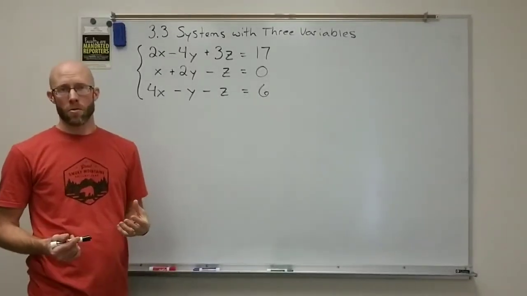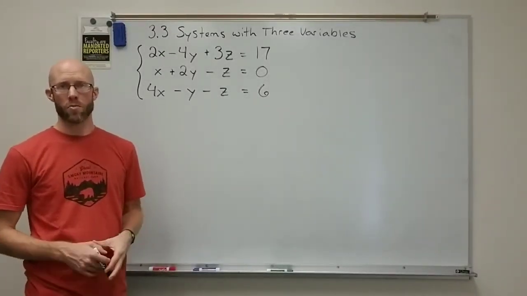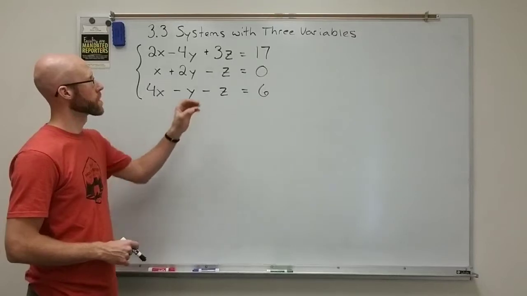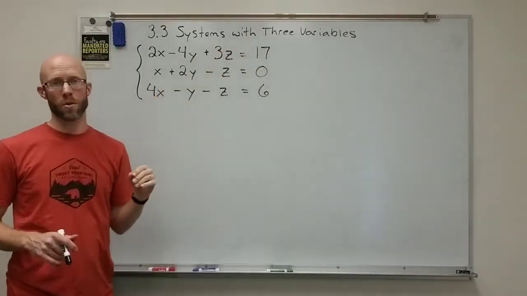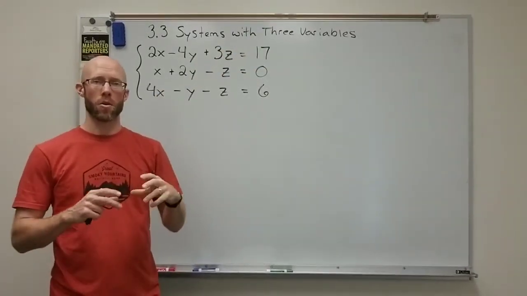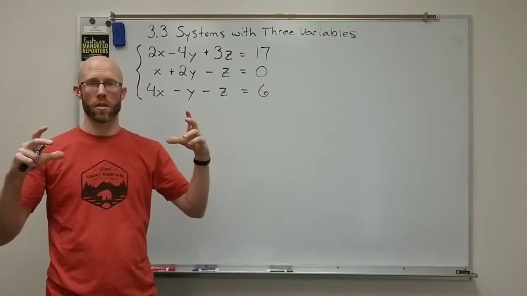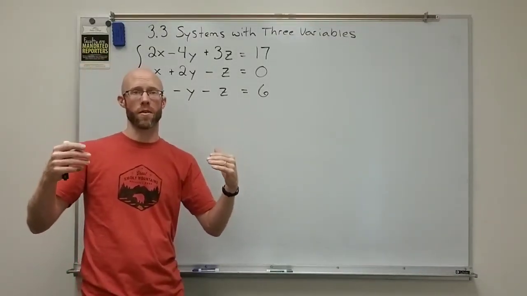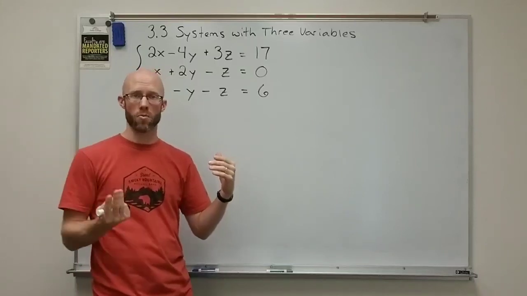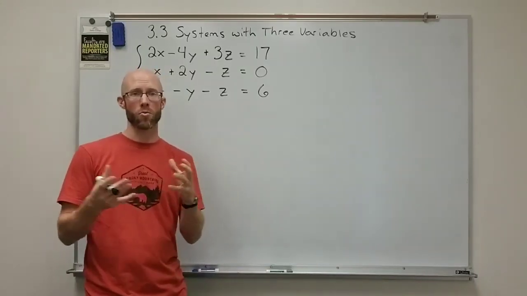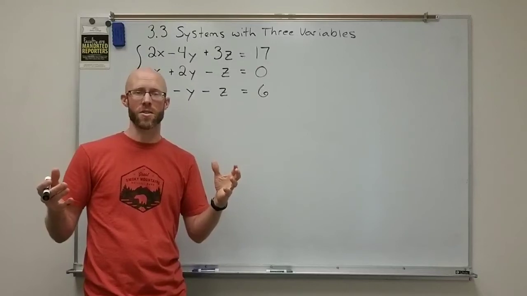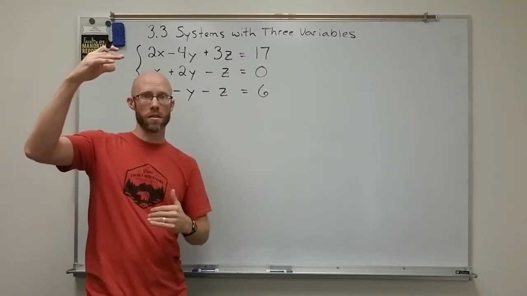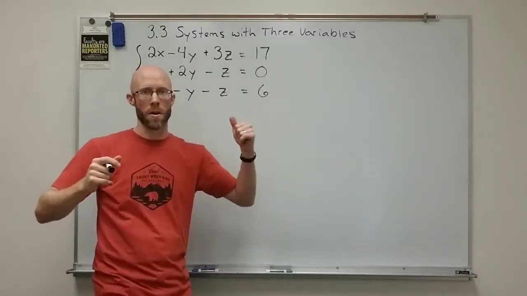So to finish up chapter 3, this last section, 3.3, deals with systems with 3 variables. So what we're going to find is that we're going to extend our conversation about systems of equations to larger systems. You're going to have 3 equations with 3 variables, and in fact, you could really do this for any size system. So you could have 15 equations and 15 variables.